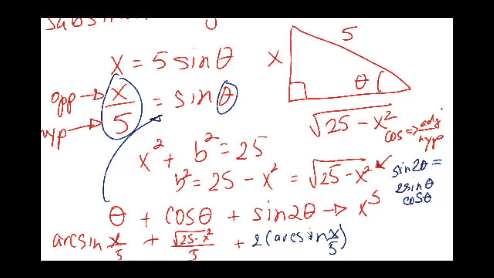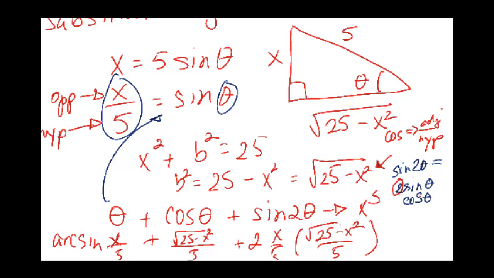Oh no, that was theta, wasn't it? What is sine theta? That's just x over 5. Sorry. Glad I caught that before I got too far into it. So we have the 2 from the identity right here, and then we have sine theta, which is x over 5, and then times cosine theta, which is root 25 minus x squared over 5.